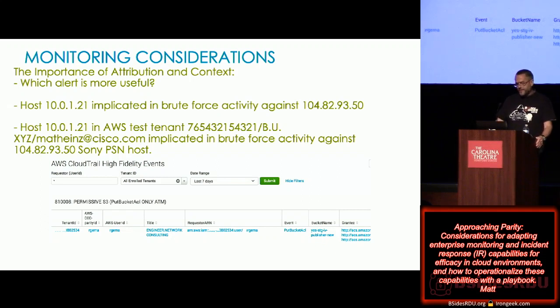Another consideration. For environments where you're responsible for monitoring multiple tenants, I think attribution information is important. Tenant owners are typically the ones who will be able to provide context around events, right? And knowing context is important because obviously we don't want to bother tenants with alerts that are not meaningful for them.